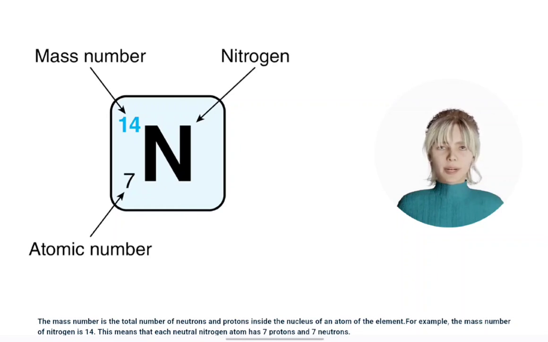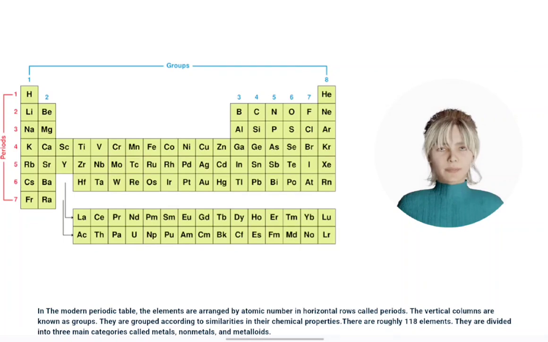In the modern periodic table, the elements are arranged by atomic number in horizontal rows called periods. The vertical columns are known as groups. They are grouped according to similarities in their chemical properties. There are roughly 118 elements. They are divided into 3 main categories called metals, nonmetals, and metalloids.